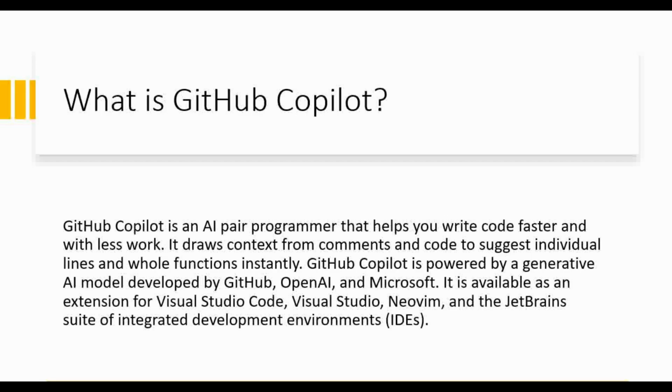As it has been mentioned, it is an AI pair programmer that helps you write code faster with less work. From the name itself, we can understand GitHub Copilot. It's not the pilot, right? Who is a pilot? A pilot is a developer, right? It's just an assistant, or we can call it a copilot, that helps the developer write code faster with less time, right?